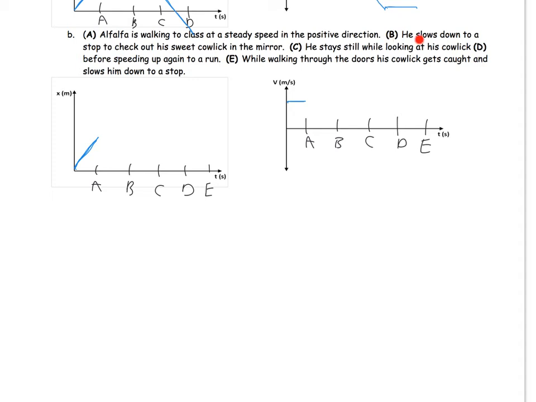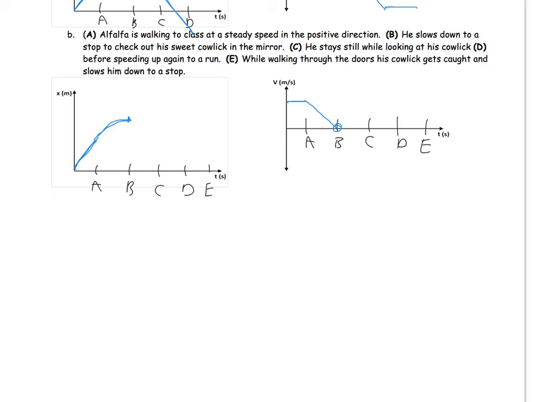Slows down to a stop to check out his sweet cowlick in the mirror. So on my position graph, that means I'm going to now have a negative acceleration, still a positive velocity though, but I'm slowing to a stop. So concave down and really flattening out there, and there's my stopped point. On my velocity graph, it means still a positive velocity, so above the axis, but a negative slope. I'm showing my Alfalfa slowing down to a stop there at point B.